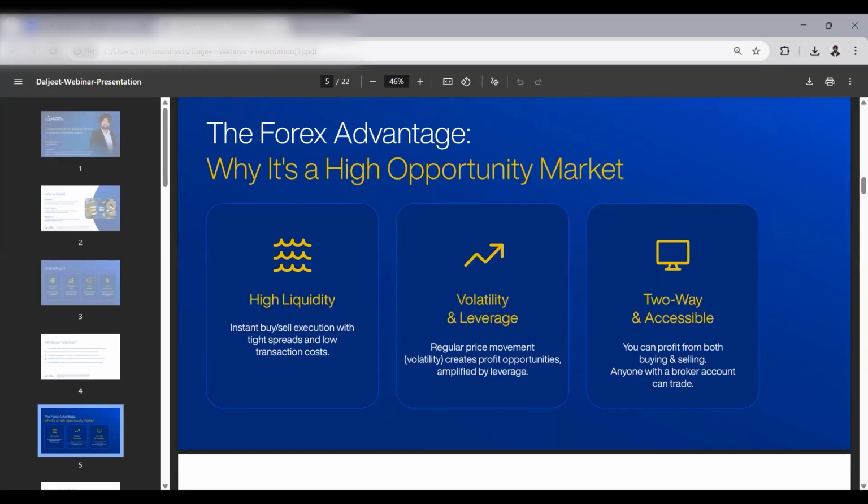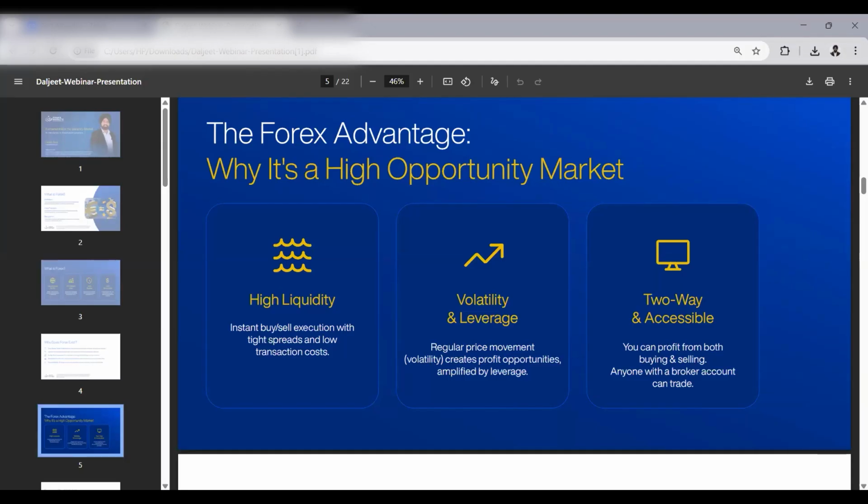So it has maximum liquidity, a high liquidity market. Wherever there is high liquidity, there is always a chance of getting profits from buy or sell executions, even through tight spreads and low cost of investments. So the basic advantage of the forex market is high liquidity. Second, volatility and leverage. And third, two-way accessibility. Let me explain these concepts in a very detailed manner so that you'll be able to understand.